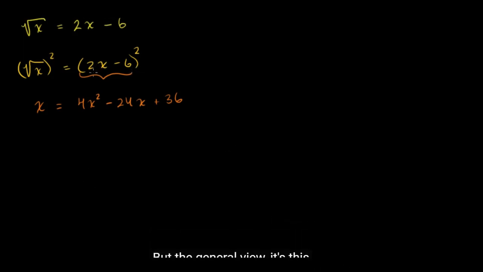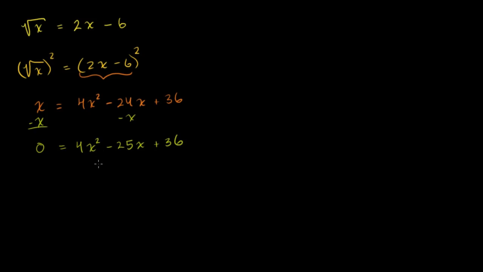So we square binomials. But the general view is this squared, which is that. And then you have minus 2 times the product of these two. The product of those two is minus 12x, or negative 12x. 2 times that is negative 24x. And then that squared. So this is what our equation has simplified to. And let's see what happens if we subtract x from both sides of this equation. The left-hand side becomes 0, and the right-hand side becomes 4x squared minus 25x plus 36. So this radical equation has simplified to just a standard quadratic equation.